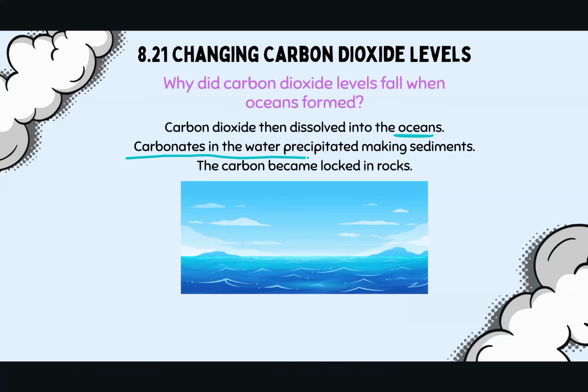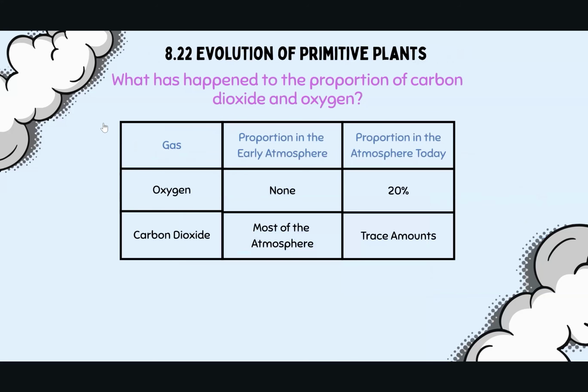Carbonates in the water precipitated, making sediments. So that means the water would have had to have other things inside it that would have come from the rocks, and then the carbon dioxide has reacted with those to make carbonates. So the carbon in this respect has become locked in the rocks. For example, calcium carbonate. So if it reacted with any calcium in the water, we would have made calcium carbonate. So now some of the carbon has been locked in the rocks. So the carbon dioxide level started to decrease slightly.